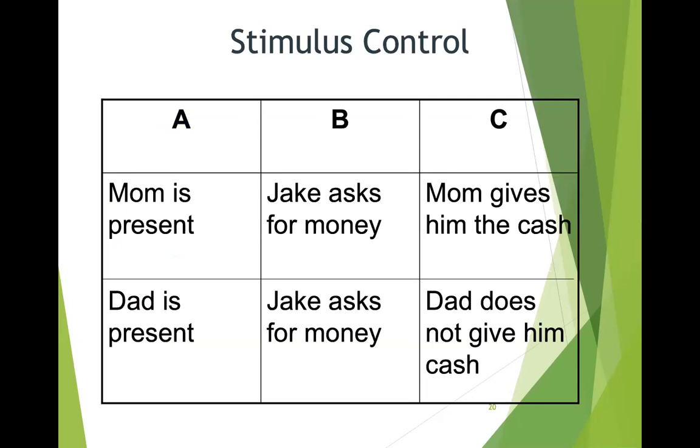So other than looking at the antecedent, watch for stimulus control. And this means that something signals that reinforcement is available. And in this situation, we are looking at mom is present, Jake asks for money, mom gives him the cash. Next situation, dad is present, Jake asks for money, dad does not give him the cash. So this child, Jake, is then learning who will and will not provide him with that cash that he's asking for, and in turn learning to ask for cash from mom. And maybe when dad is present, that signals that that money or cash will not be given or available.